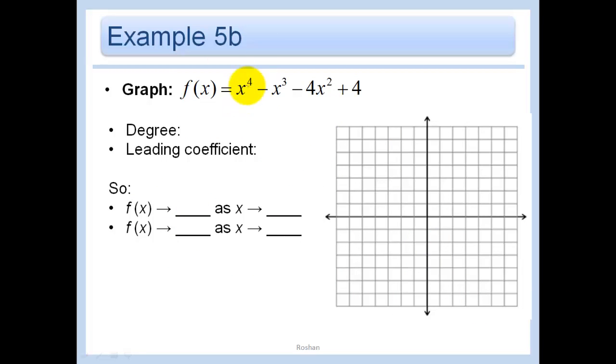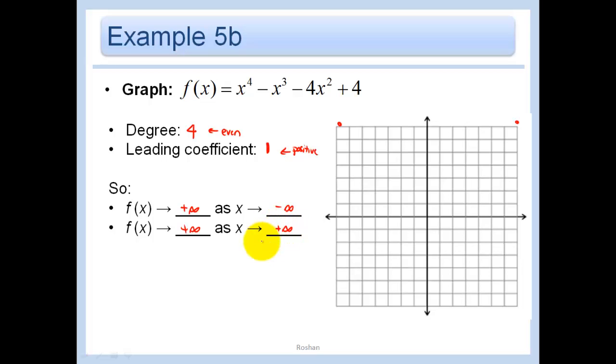So now we have an even degree. The degree is 4, which is even, and the leading coefficient is 1, which is positive. Okay, and again, first step, make sure that they're in descending order, which they already are in this case. So even positive would be like my normal parabola opening up here and here. So as x gets huge and as x gets tiny, my y is always going to be huge, no matter what happens to x.